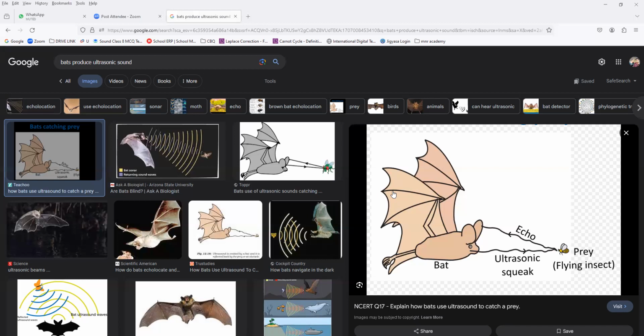So how, sir, will it be? Suppose there is a predator that can eat the bat. Then what can the bat do? It knows whom it can eat. So up to that frequency, it will go and try to catch it and eat it.